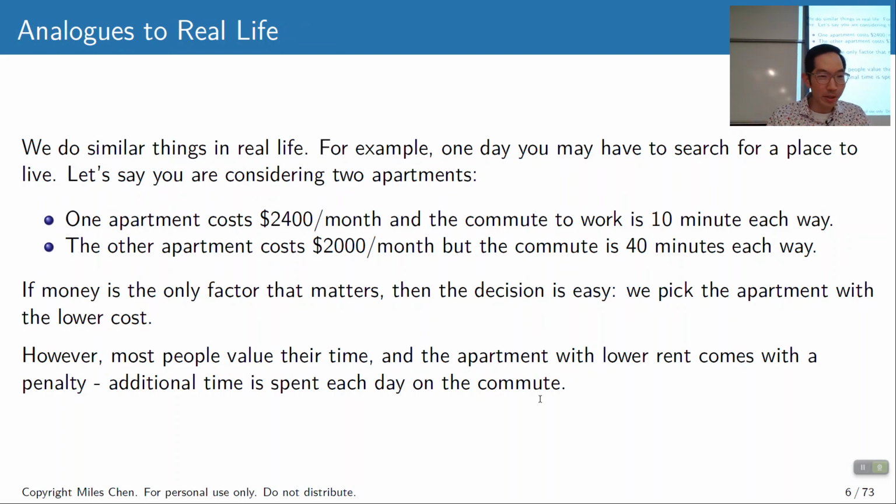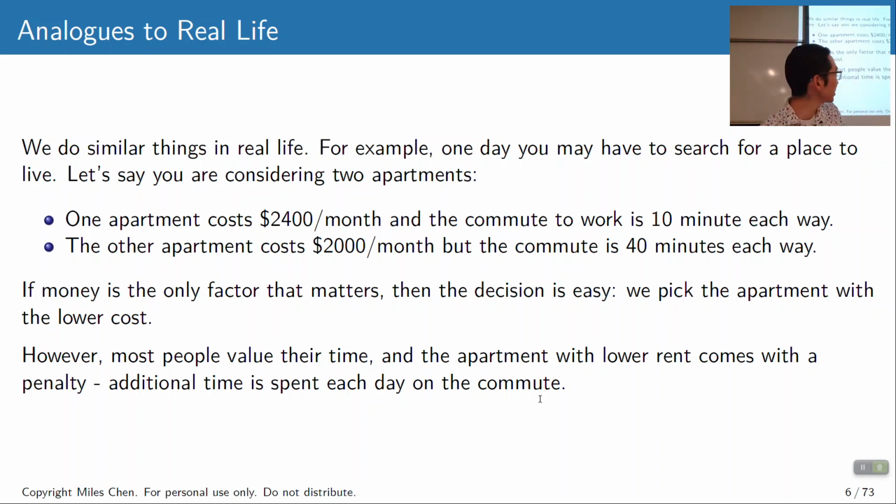Okay, so here's another analogy that I use: you're searching for an apartment, okay? I don't know how much an apartment costs, right? If you had to pay for an apartment by yourself or something, one place might cost $2,400 a month, and your commute is 10 minutes, okay? And another apartment might cost less per month in rent, but your commute is much higher, right? And you have to make choices about what's more important, right?